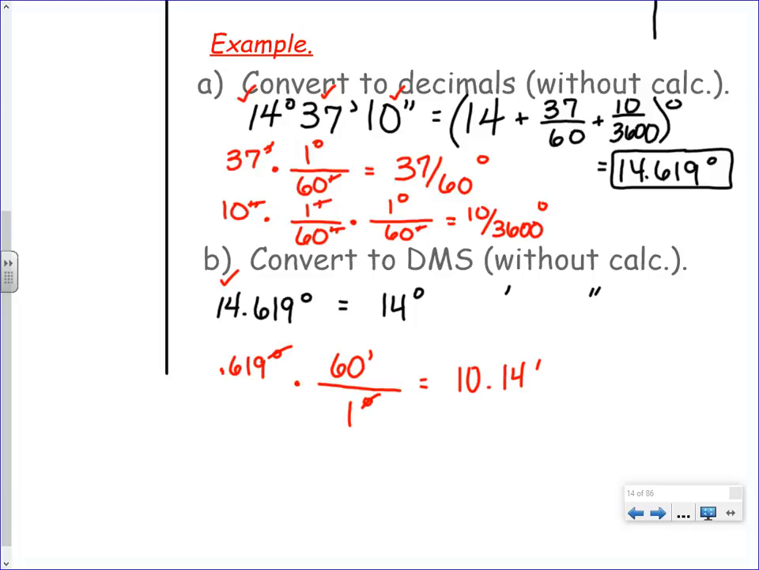What part of that do I like? Because let's say we had a decimal, someone was weird and gave us a decimal as to where they were, and we have instruments that have minutes and seconds. What part do I like of this? 10. Okay, I like the 10. So let's go ahead and steal the 10 and say, okay, 10 whole minutes, got it. But what about the 0.14? That might be the difference, right?